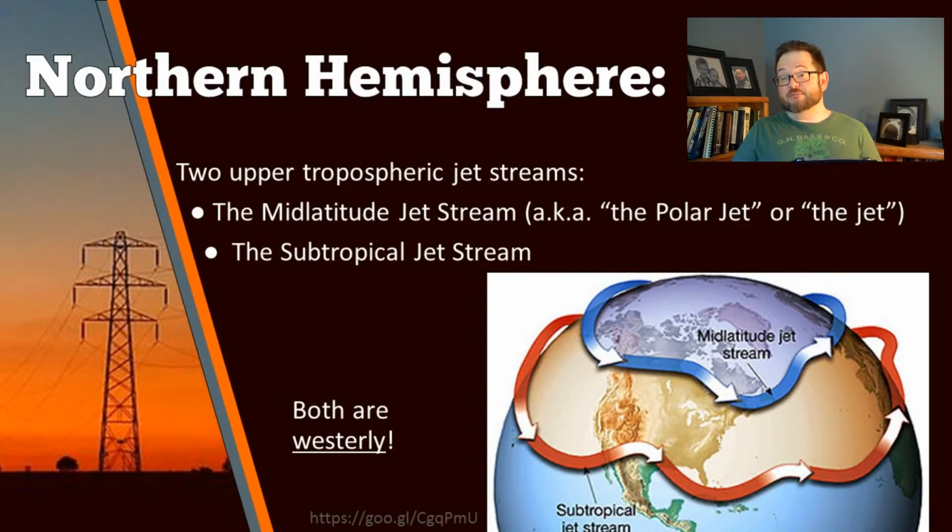Both of these jet streams, the subtropical jet stream and the mid-latitude jet stream, are westerlies. Remember, we always describe winds in terms of which way they're coming from.